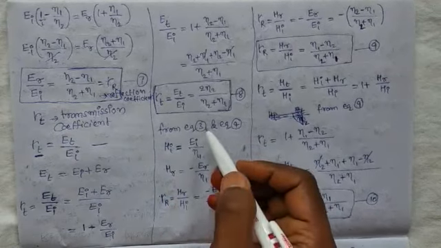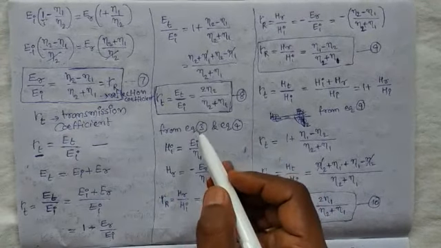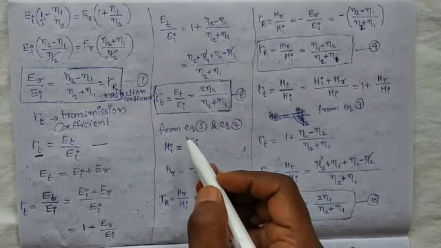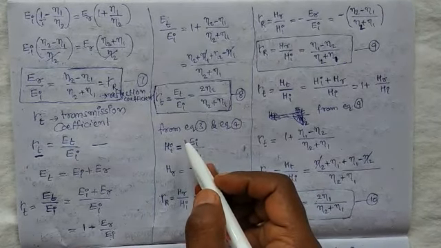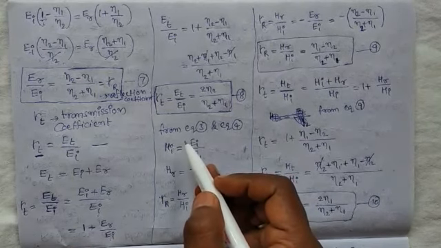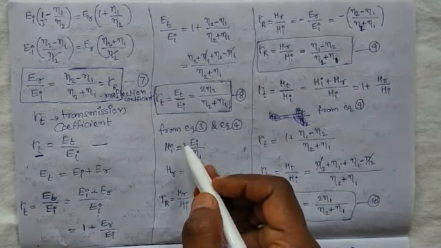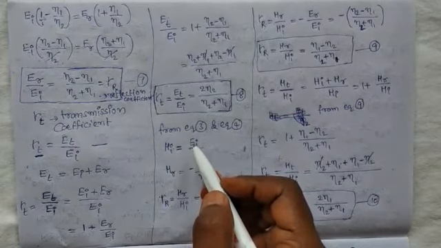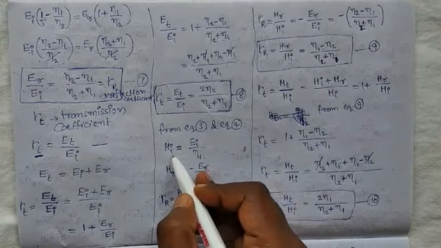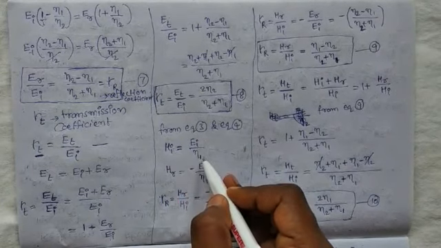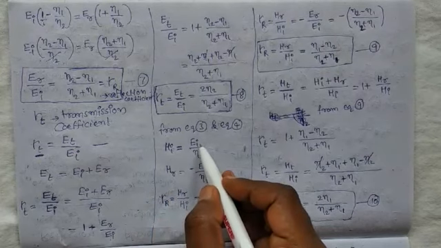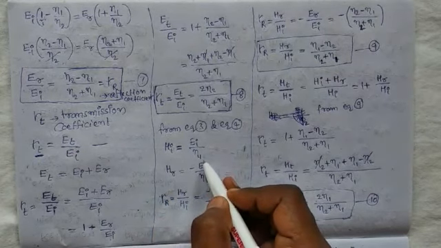Now we are determining the reflection coefficient and transmission coefficient in terms of the magnetic field, the magnetic wave. From here we know eta 1 is equal to what? EI by HI. From that we are calculating HI. HI is equal to what? EI by eta 1.